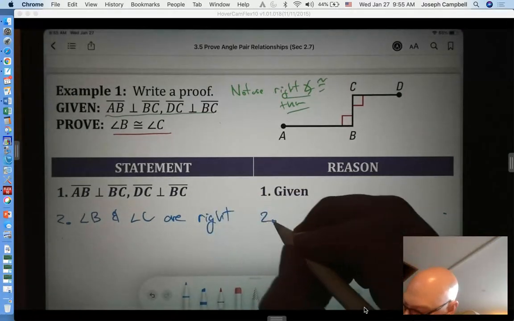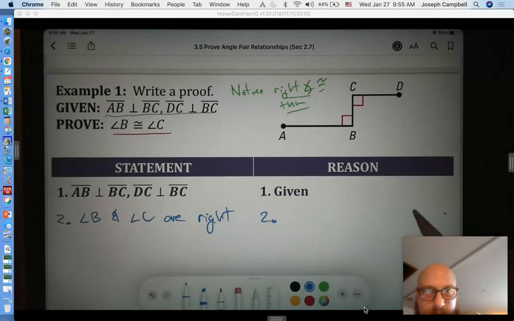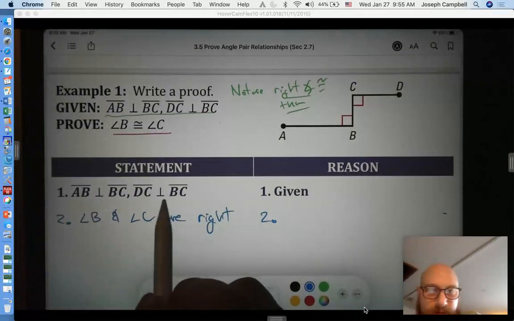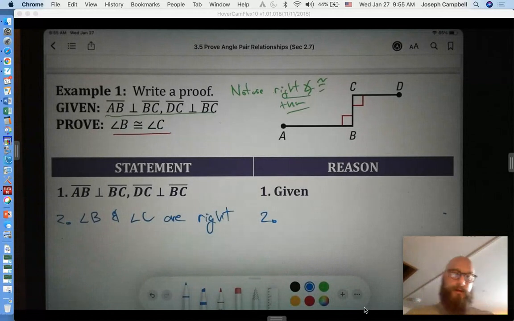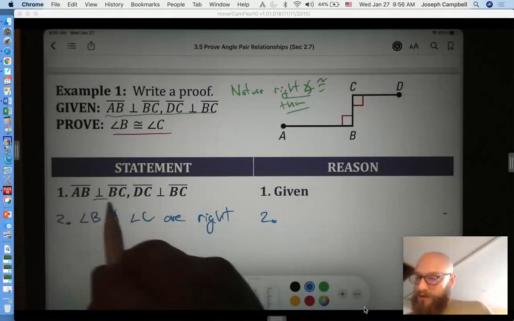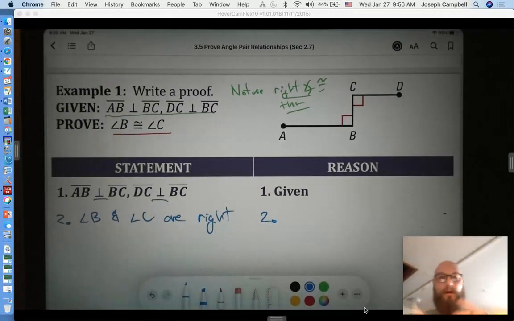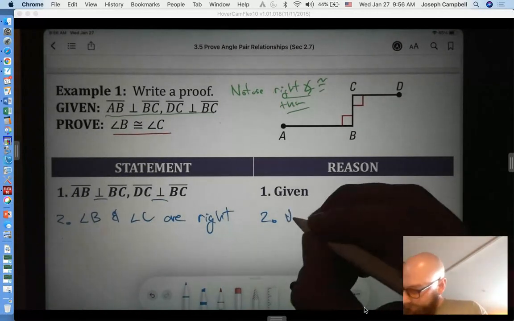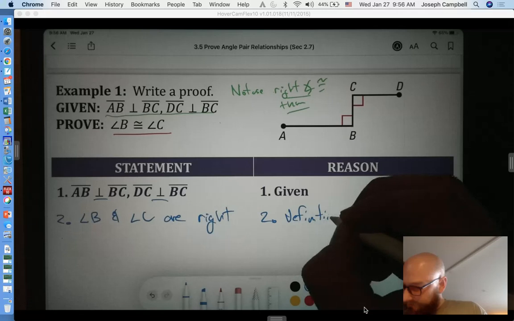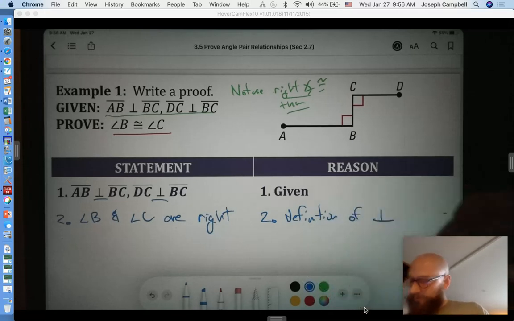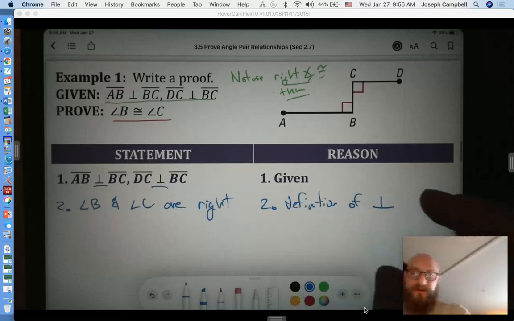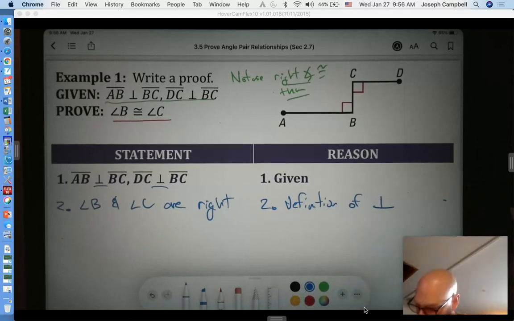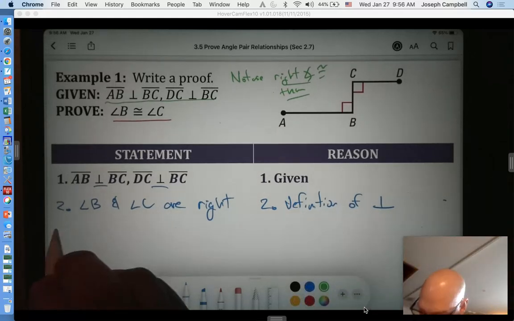Okay. How did I know that they were right? Because I was told that they're perpendicular. And I'm a good geometry student, so I know what the word perpendicular means, right? If you're using your understanding of a word or a concept, what is it? It's a definition. Perpendicular, of course, means to meet at right angles, intersect at right angles. We've been here before.